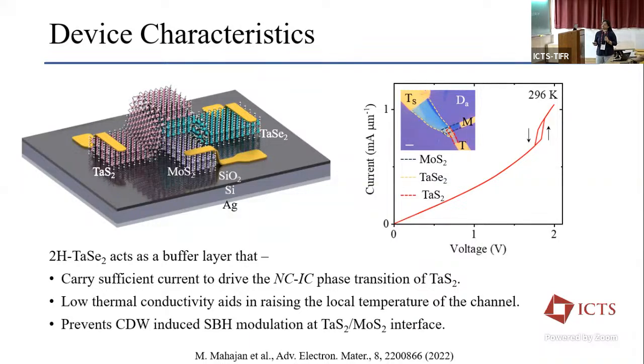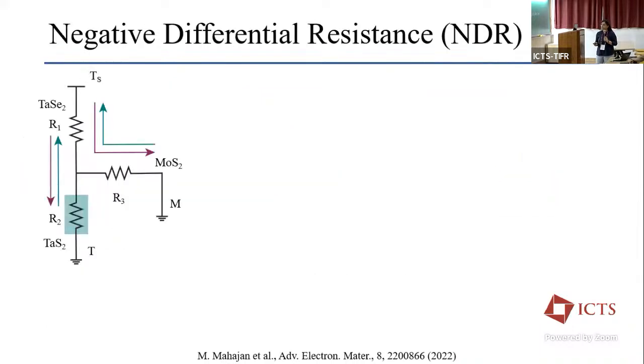Also, this TaSe2 acts as a buffer layer between TaS2 and MoS2, which will prevent the Schottky barrier modulation at the TaS2-MoS2 interface, which usually happens simultaneously with the phase transition. So it acts as a buffer so that we don't see the effect of Schottky barrier modulation due to the phase transitions of TaS2.